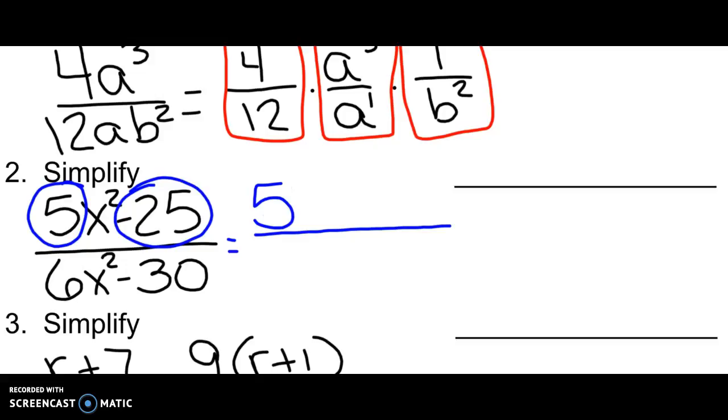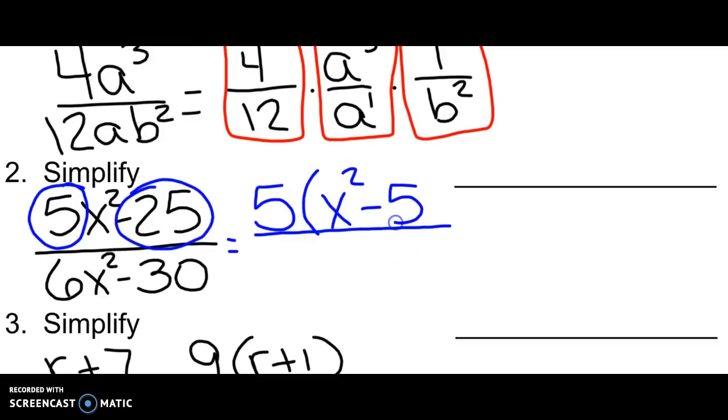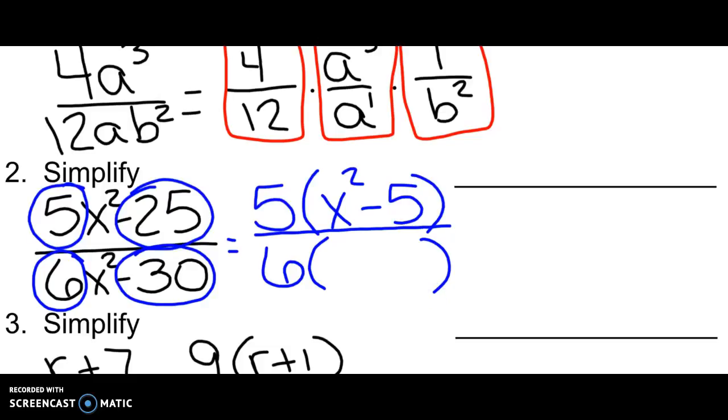Okay, so now we think divide. So 5x squared divide, oh, that's all going to go together. I can't separate it. 5x squared minus 25 is really like 5 times x squared minus 5. Okay, if you went back and distributed that, you would get 5x squared minus 25. All right, now you do the same thing to the denominator. So what goes into 6 and what goes into negative 30? Well, it looks like a 6 would go into both of those. And if you factor out a 6, you're going to get x squared minus 5.